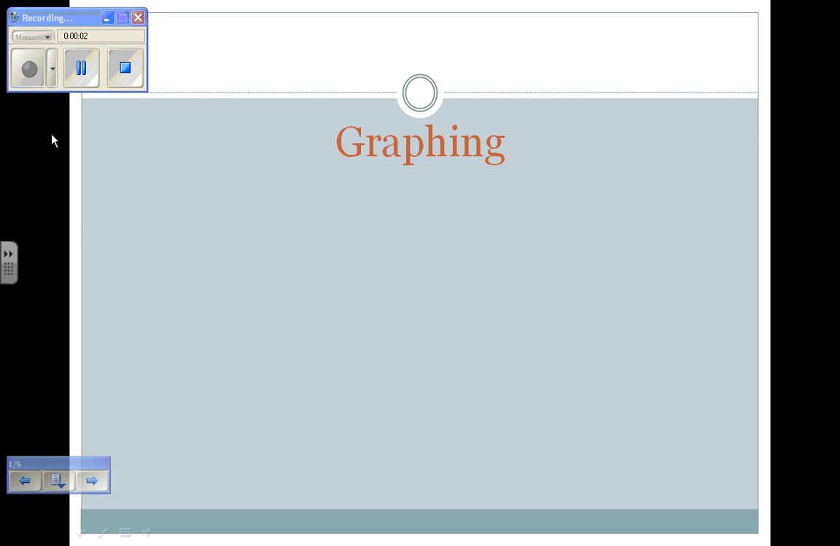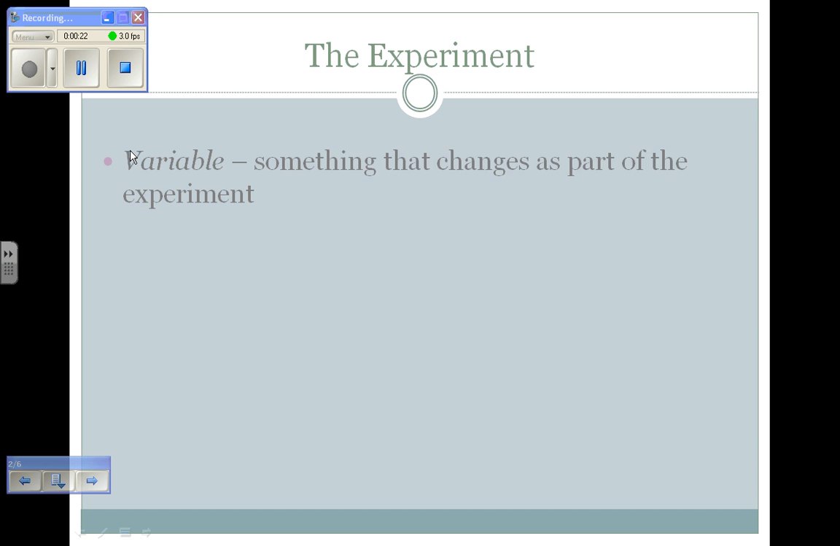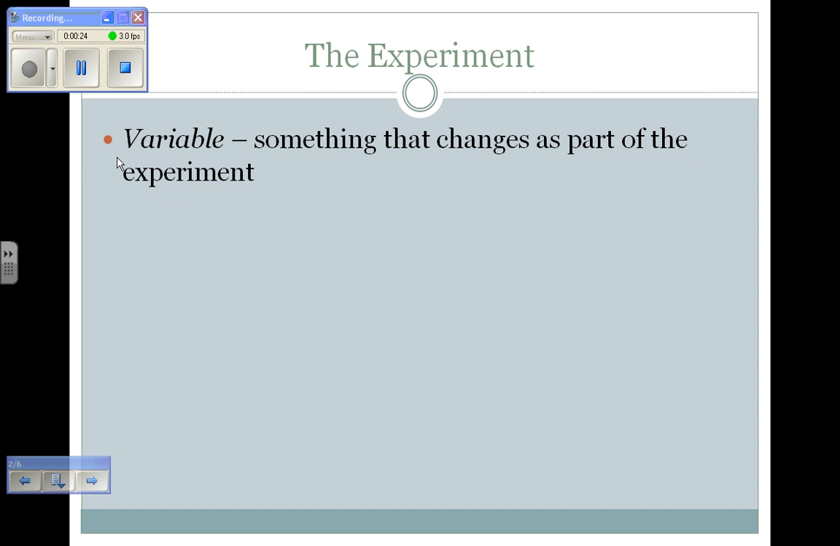This is the second physical science video lecture on graphing techniques. We're going to start with the experiment. So in the experiment, there are a few things that we're going to need to identify before we start graphing. The first of those are what variables are we using? And a variable, as I know you're all familiar with, is something that changes during or as part of the experiment.